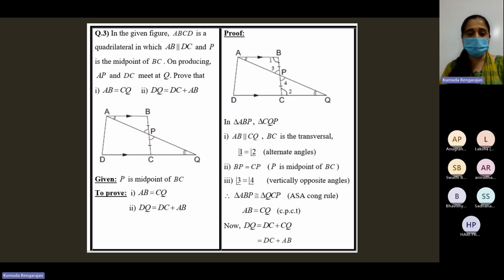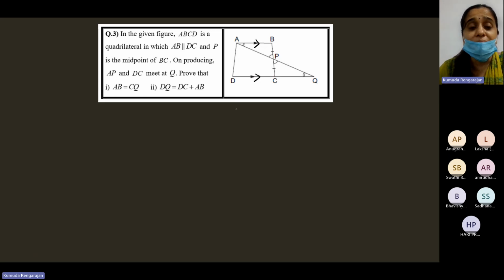All right, we'll see the third one. ABCD is a quadrilateral in which AB is parallel to DC, and P is the midpoint of BC. So that means BP is equal to PC.